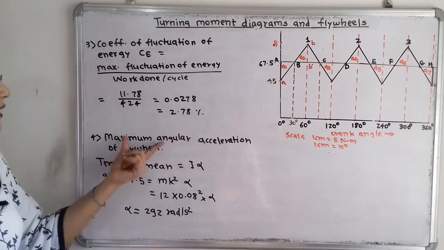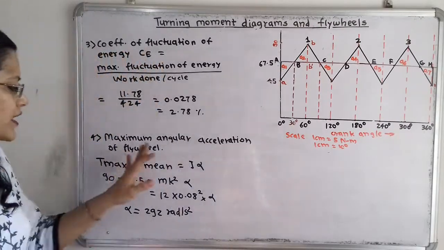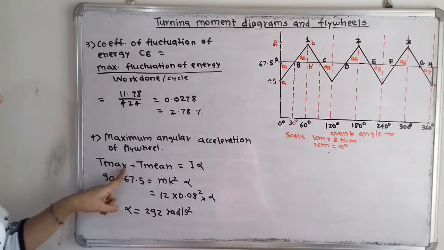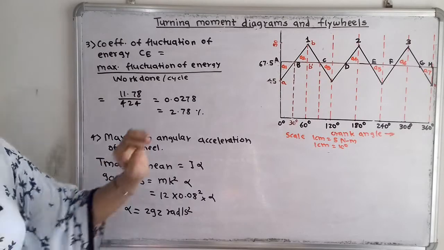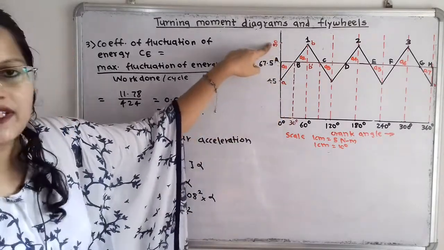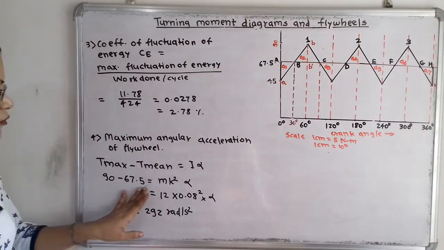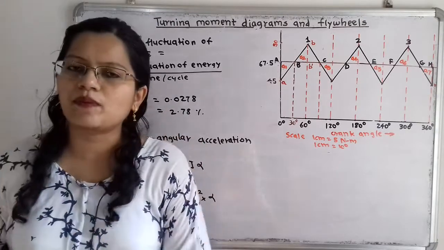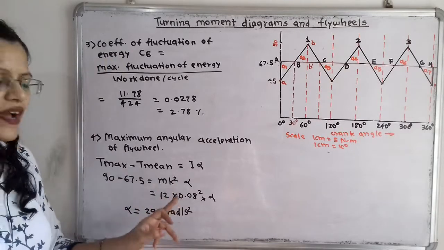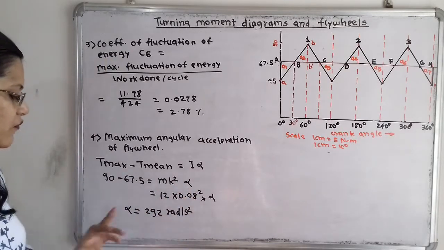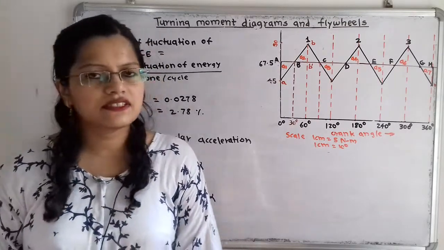Then the fourth question is the maximum angular acceleration of flywheel. So angular acceleration is alpha. So here one formula is there, that is maximum torque minus mean torque is equal to I alpha. So here the torque difference. So what is the maximum torque? Maximum torque is 90 Newton meter, and what is the mean torque? That is 67.5 Newton meter. So we have to take the difference, which is equal to I, that is mass moment of inertia, which is equal to mk square. So m is 12, k is radius of gyration 0.08 square multiplied by alpha. So alpha is 292 radians per second square, and these are the answers.